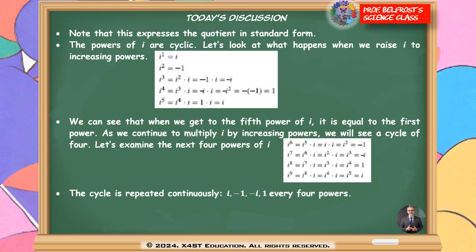And note that they express the question in standard form. But actually, the powers of i are cyclic. So let's see. i raised to the power of 1 is i. i squared is minus 1. i cubed is minus i, i raised to the power of 4 is 1, and i raised to the power of 5 is actually i again. So it's cyclic, and we can see this cycle of i, minus 1, minus i, 1 repeats continuously every 4 powers.